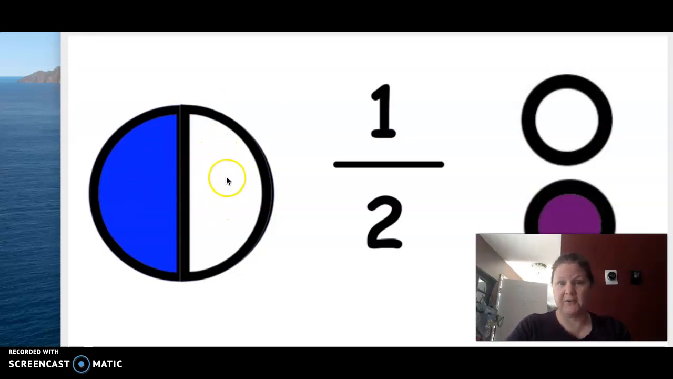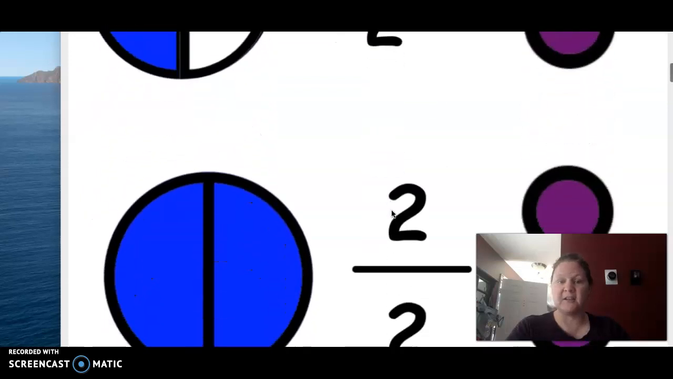1/2. Over here I've got 2 circles, don't I? 1, 2. And how many are colored in? Yeah, exactly. 1. 1 is colored in. So this is 1 out of 2, which is 1/2. That's what that means. 1 out of 2 is colored in. 1/2. 1 out of 2. See that? Say it with me. 1/2. All right, let's look at another one.